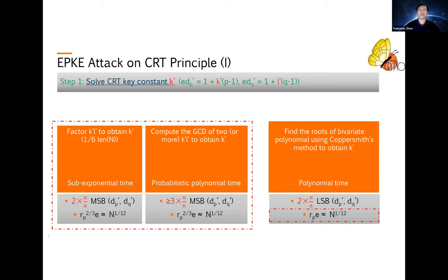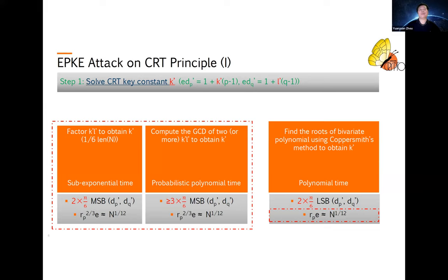So now I will introduce you to the basic idea of this EPKE attack. So this is our work. We follow this two-step approach, but in this case, we need to first get the CRT K constant K and K prime. As I mentioned before, this depends on the blinding factors RP and RQ. The difference here is in the MSB case. We considered two different scenarios. The first scenario is we have only a single DQ prime available. And then we have to factor K prime times L prime, then we can get K prime.